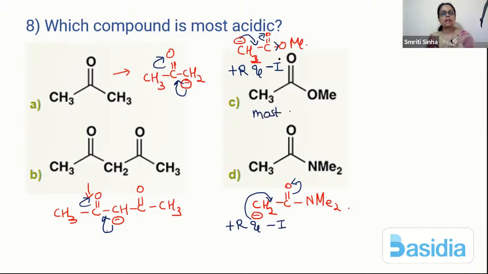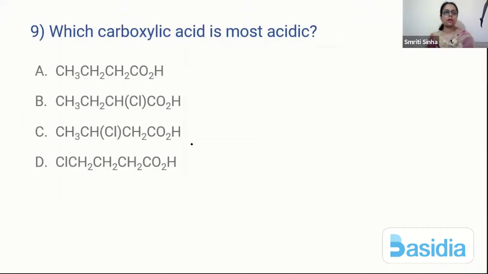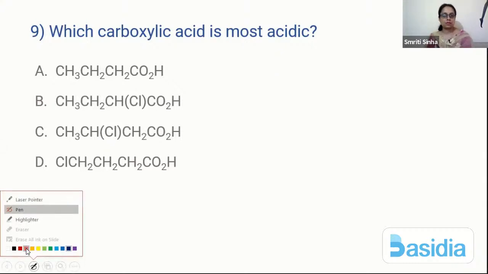Why? Because the oxygen is more electronegative, so more will be the minus I effect, more will be the stability, and the more stable the conjugate base, the stronger the acid. Therefore here the correct answer is option C. Next, which carboxylic acid is most acidic? So out of these, which one is most acidic?